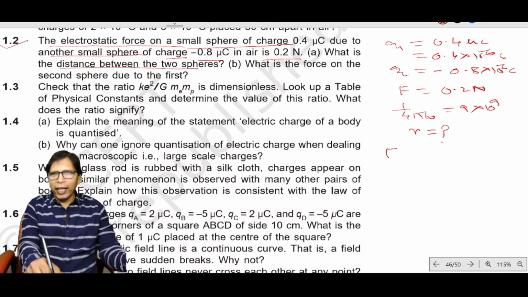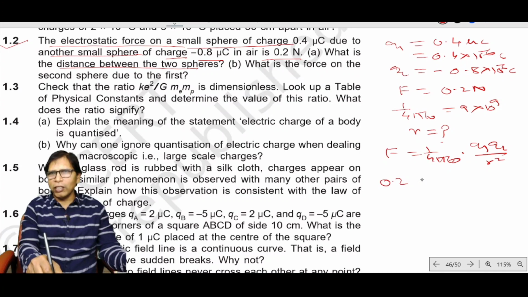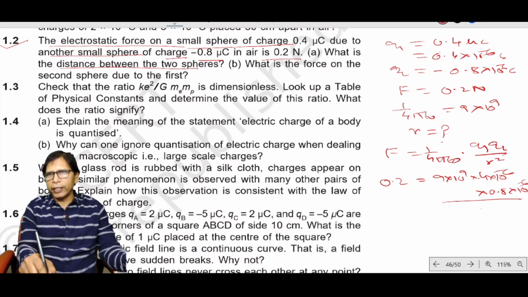Now look at this here, F equal to 1 by 4 pi epsilon naught into Q1 Q2 by R square. F is 0.2 Newton. Now this is 9 into 10 to the power 9. Q1 is 4.4 into 10 to the power minus 6. Q2 is 0.8 into 10 to the power minus 6, divided by a distance square.